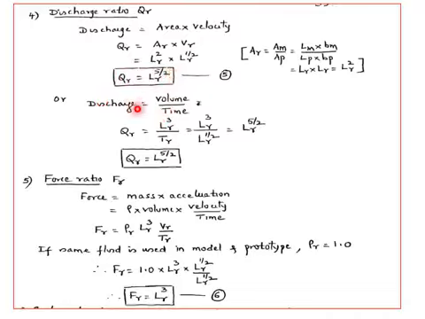You can also derive this, since discharge is volume by time. The volume ratio is Lr cube. The time ratio is Tr, which is Lr to the power of half. So 3 minus half is 5 by 2. Therefore Qr is also Lr to the power of 5 by 2.